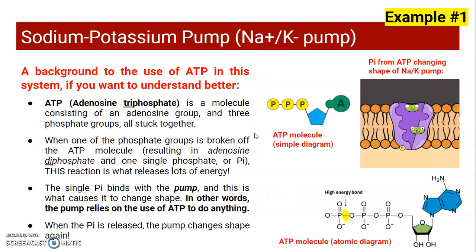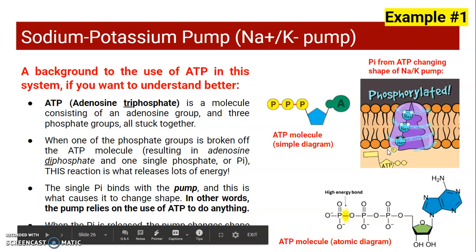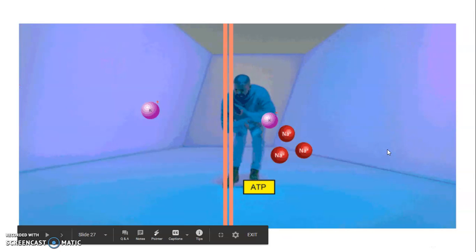What's next? Yep, so that's just what I said about ATP. If you want to know exactly how it works, that's a molecule of ATP, or more specifically, it looks like this. And when that phosphate group snaps off, that is what releases the energy. Okay, and it's this phosphate group here which is able to bind to the pump and actually make it change shape and pump things against their gradients.